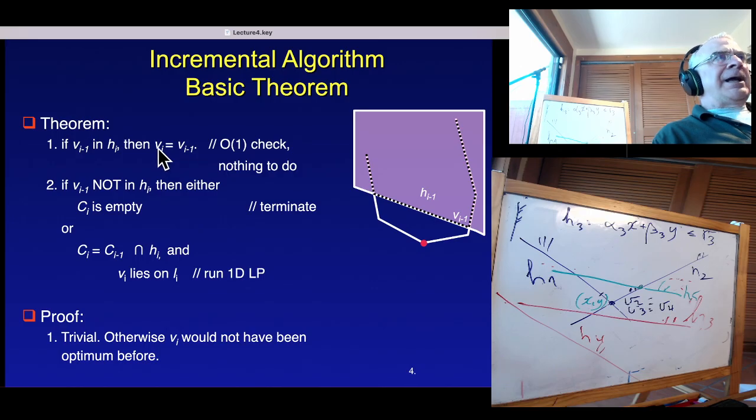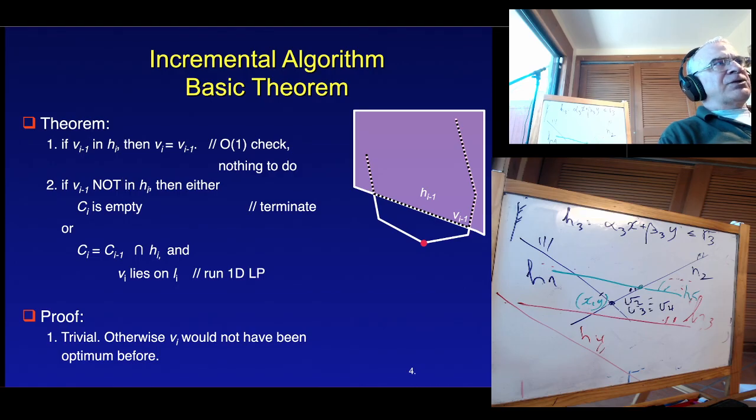So that's if we are lucky. If we add a half plane and we don't need to work at all, we just need to validate that the previous solution is the current solution, and then I can move to the next step. What happens if vi minus 1 is not inside hi?